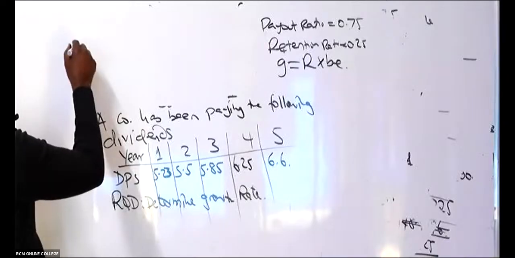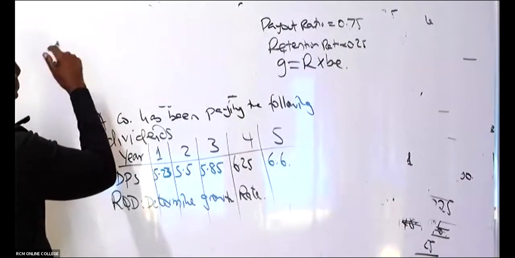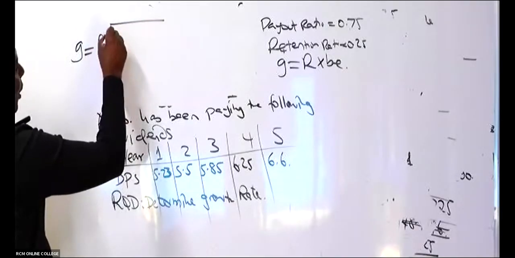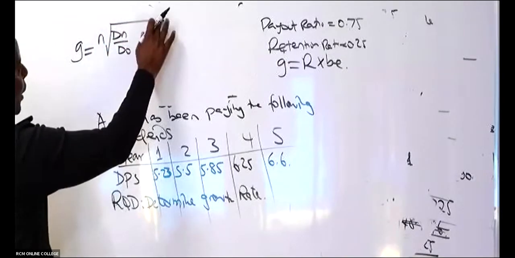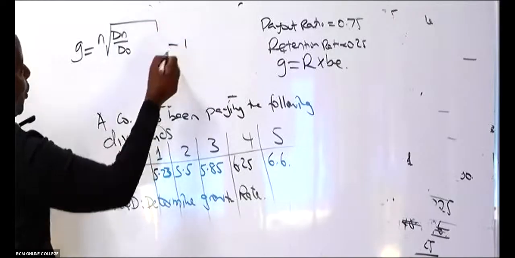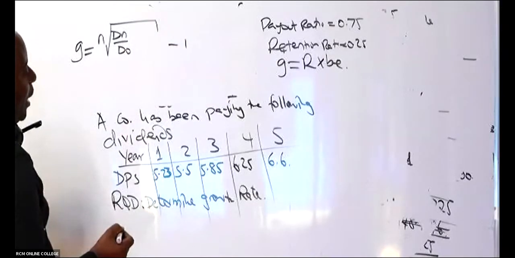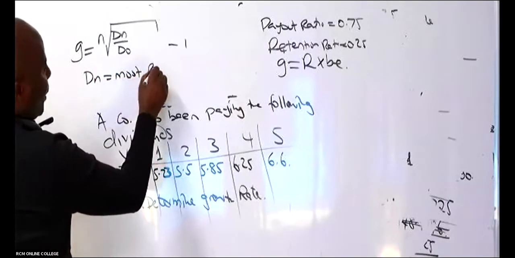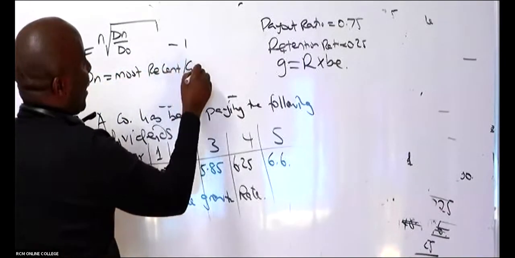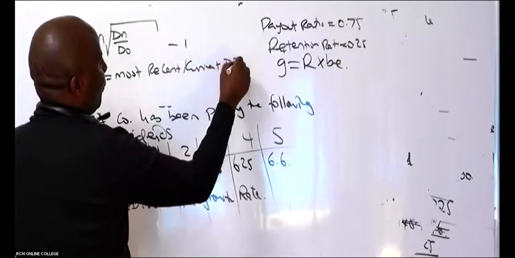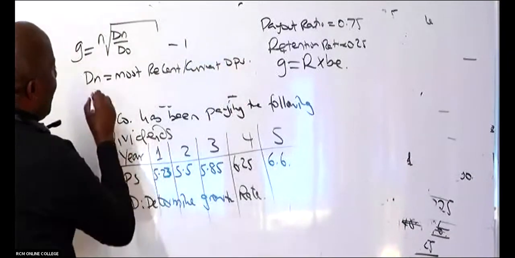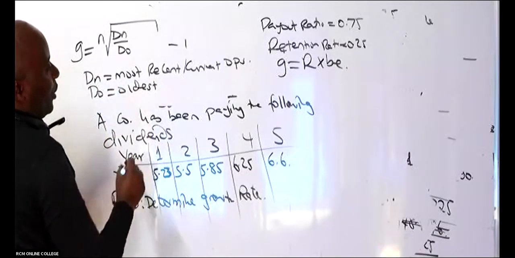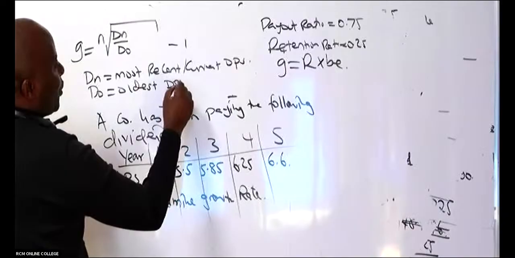So then what do we have here, my good students? Our G will be equal to the nth root of Dn over D0, minus 1. Remember, Dn is the most recent or current dividend per share. D0 is the oldest DPS.